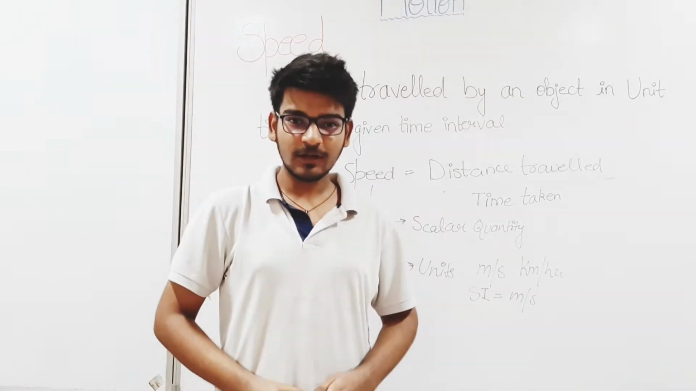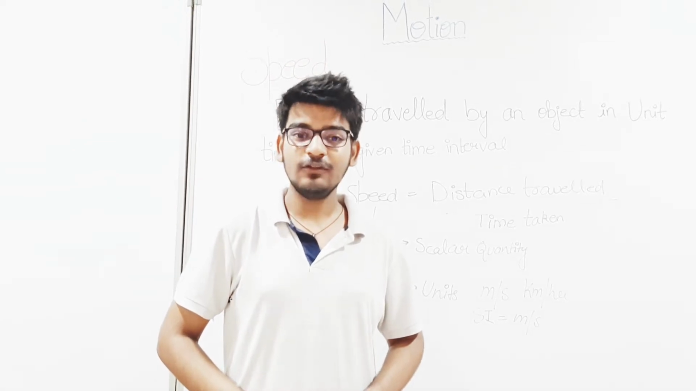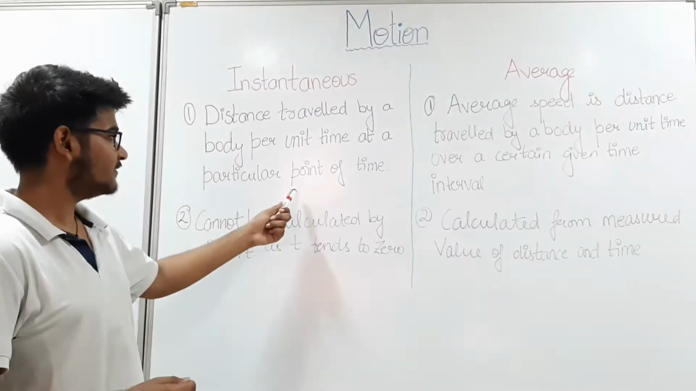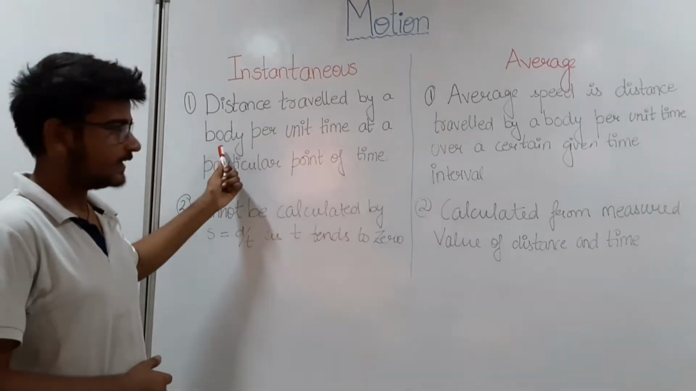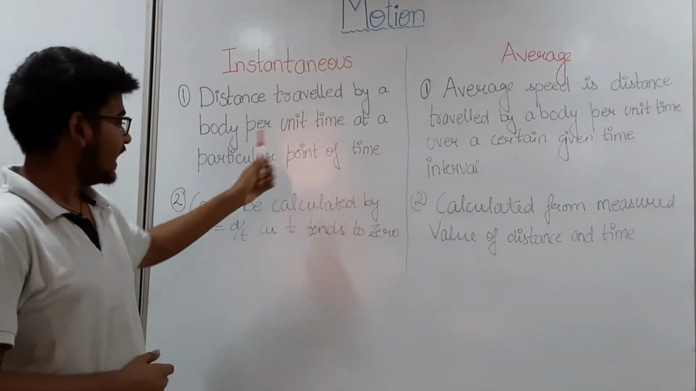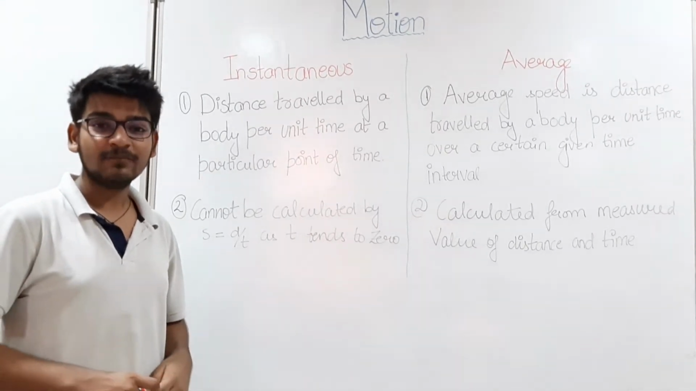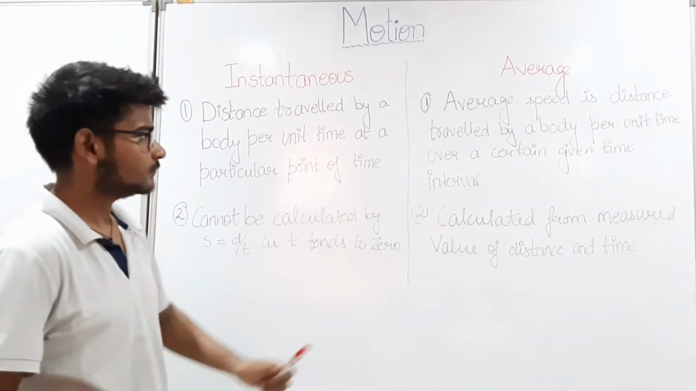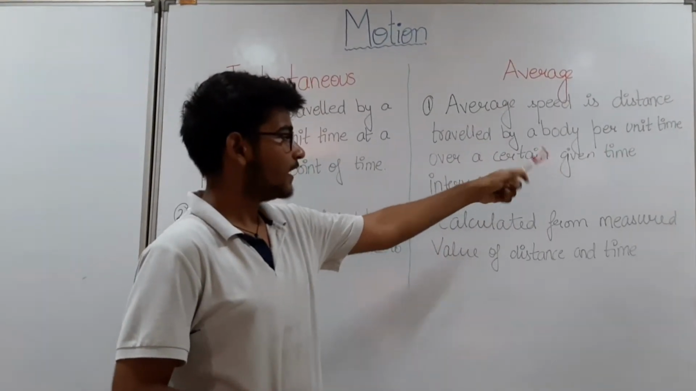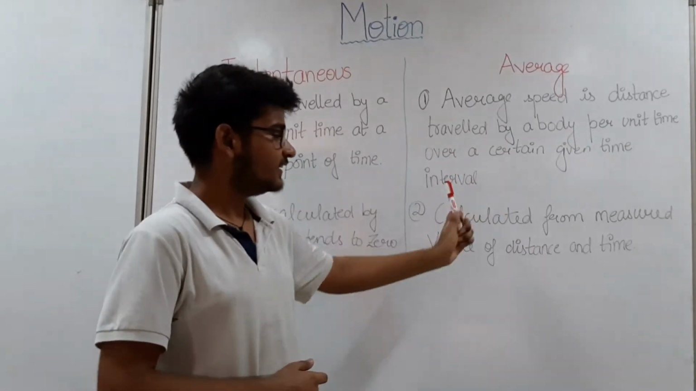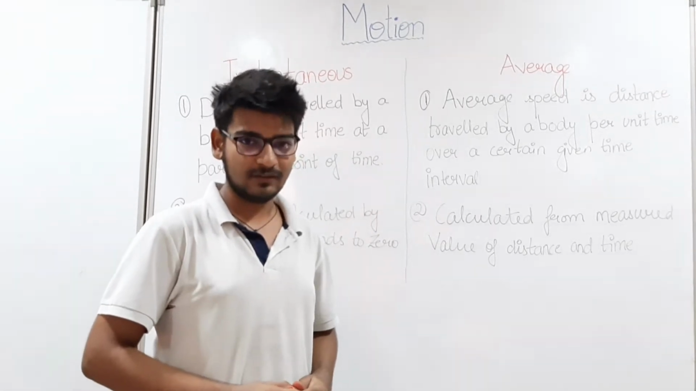There are two more terms similar to speed, that is average speed and instantaneous speed. So let us define them. As the definition says, instantaneous speed is the distance travelled by a body per unit time at a particular point of time. That means the time interval or the time taken tends to 0. While the average speed is the distance travelled by an object per unit time over a certain given time interval. That means it is not necessary that the time interval must tend to 0.